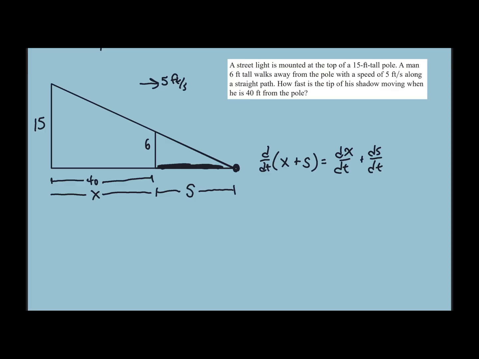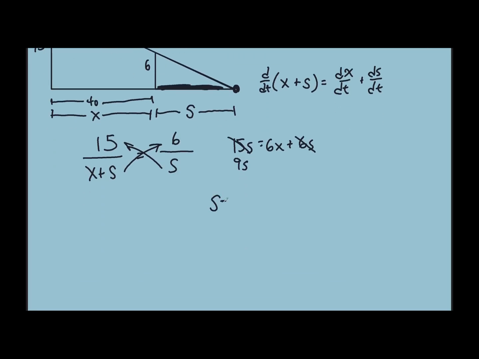So we need to find a relationship between x and s. I'm so sorry about that noise. Now, we know that because they're similar triangles, I can say 15 over x plus s. And I can also say 6 over s, since they're similar triangles. And if I multiply them up like this, then I'm going to get 15s equals 6x plus 6s. Subtract the s's away and you get the 9s, of course. So I'm going to find that s equals 2/3 of x. Pretty sure that's true.